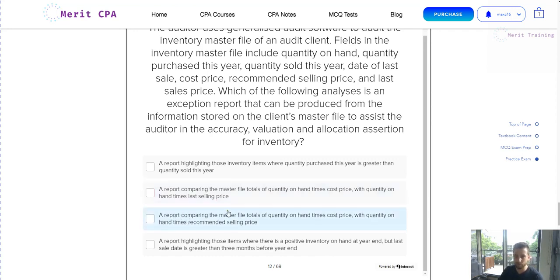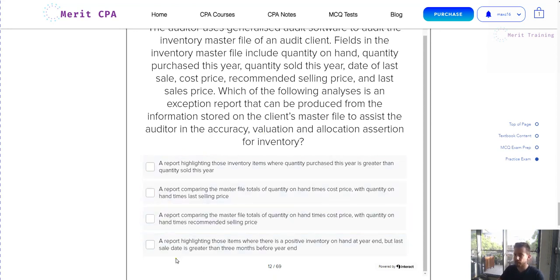C: a report comparing the master file totals of quantity on hand times cost price. Again, that's going to tell you your total inventory cost, with quantity on hand times recommended selling price. So it's really just the same as the last one, except instead of last selling price, it's recommended. Again, not really going to tell us anything, but instead of comparing inventory cost versus revenue, it's comparing inventory cost against recommended revenue, which might be different to your actual revenue. Again, not really going to show us obsolescence in inventory, right?